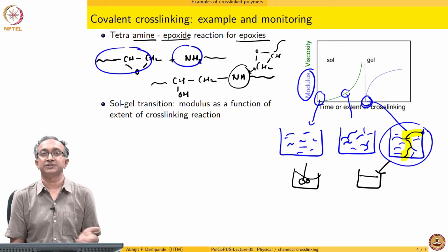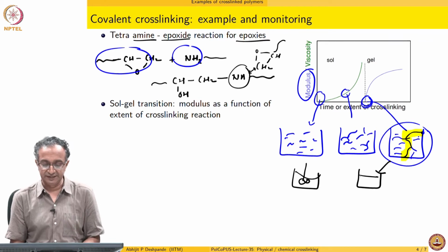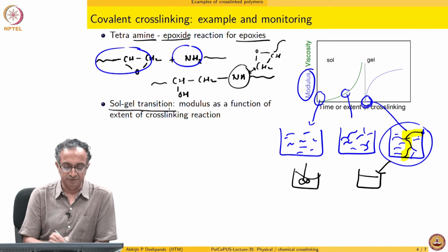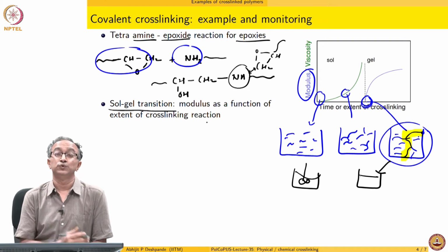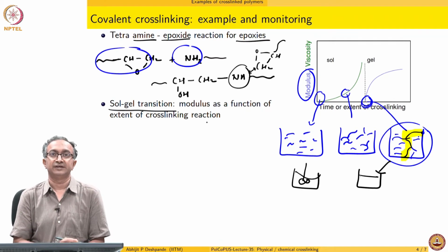We can measure either the viscosity or the modulus and try to monitor the extent of cross-linking in the sample. And so the sol-gel transition is a very important indicator of when to do what kind of processing when we are dealing either with thermoset materials or with crosslinked rubber materials.